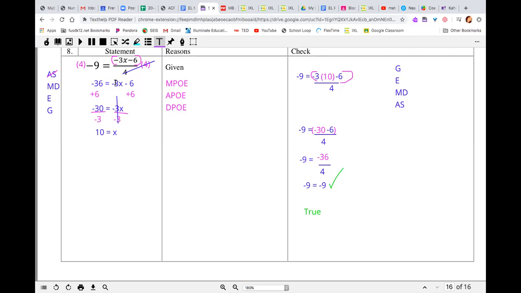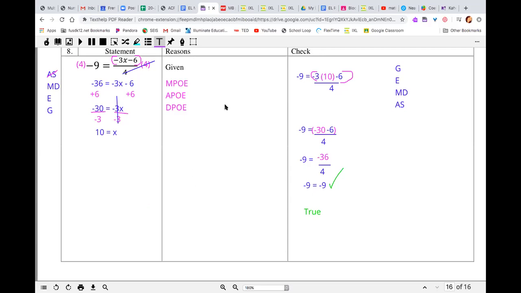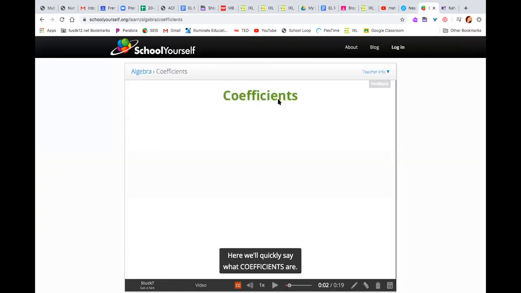And even if there's no number in front, for example, if it just said x minus 6 equals 10 or something like that. If there was no number in front of x, what number is always in front? Well, it would be a number and it would be invisible. Would there be a 1? Because 1 times x is x. Okay. So I have a video on that to help us understand that.